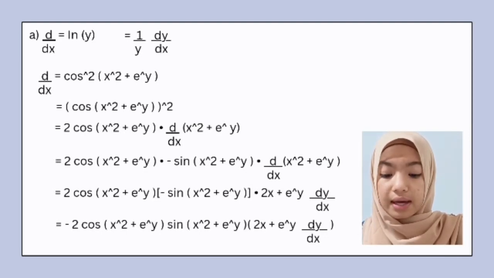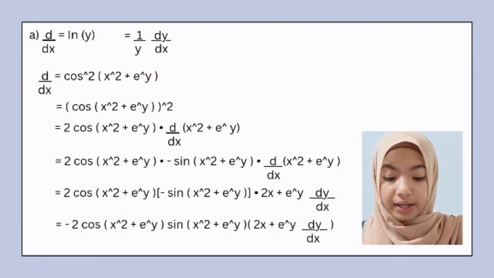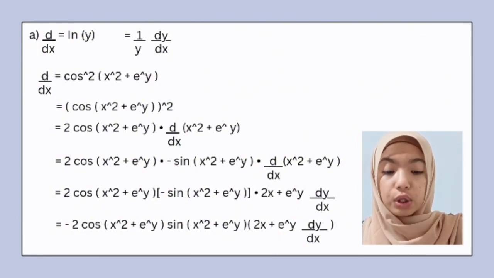So that's why we have negative sin(x² + e^y), and we have to differentiate again for the next part, that is x² + e^y. When we differentiate again, it will become 2x + e^y dy/dx. So the answer for this component number 2 is negative 2 cos(x² + e^y) sin(x² + e^y), and we multiply by (2x + e^y) dy/dx.